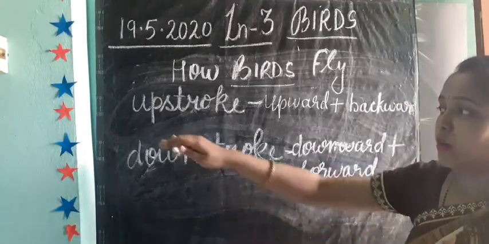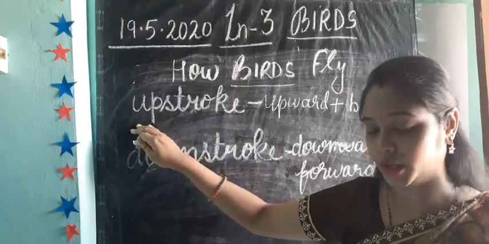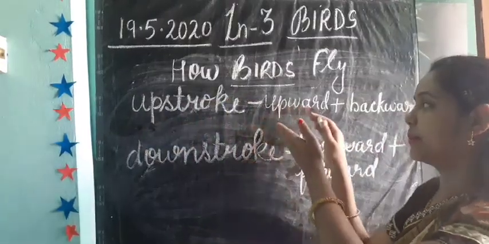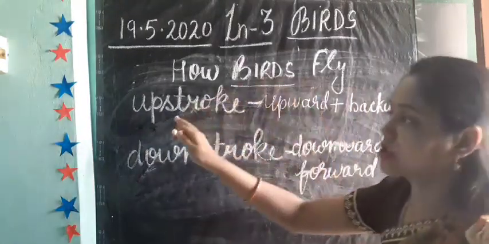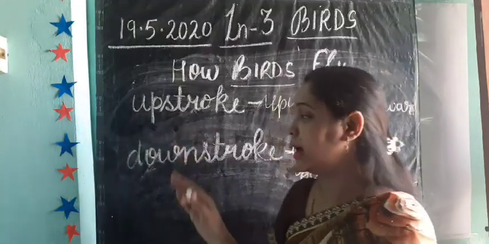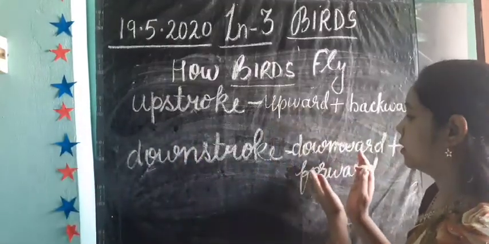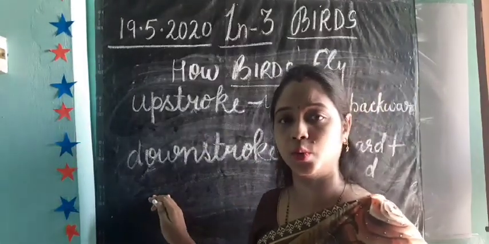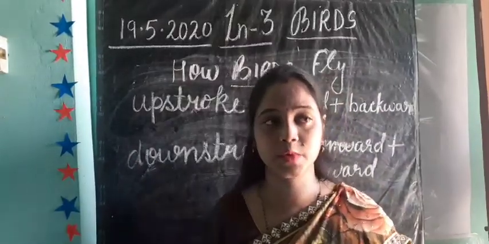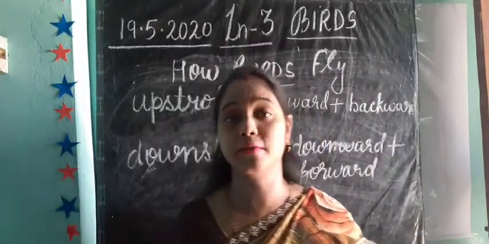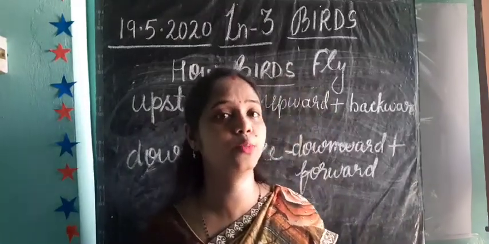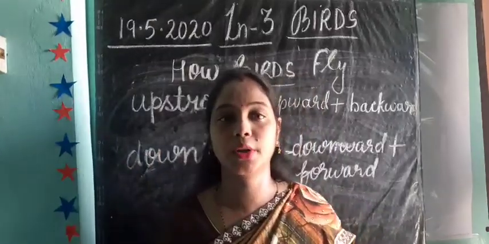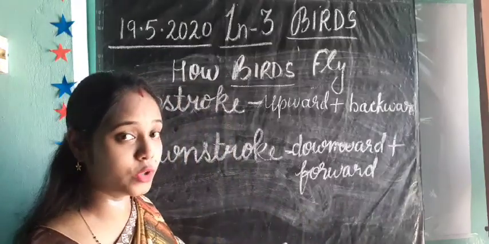When the bird's wings are showing upward movement, the wings will go upward and in backward direction, that is called the upstroke movement. When the wings are going in downward plus forward direction, that is called the downstroke movement. So how do the birds fly? The birds fly with the two movements, upstroke movement and downstroke movement.